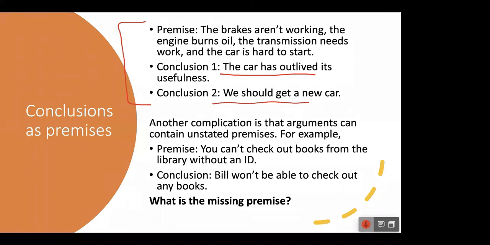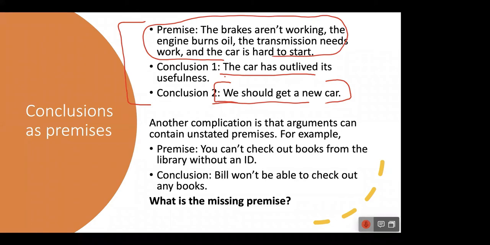So as we saw in the previous example, premises are also conclusions, and they sometimes need to be supported by supporting evidence. Here the premise is backed up by these premises, and this conclusion now serves as a premise for this new conclusion. The idea is, what is the relationship between all these statements?